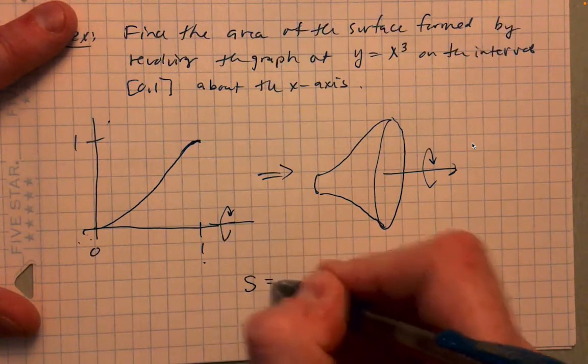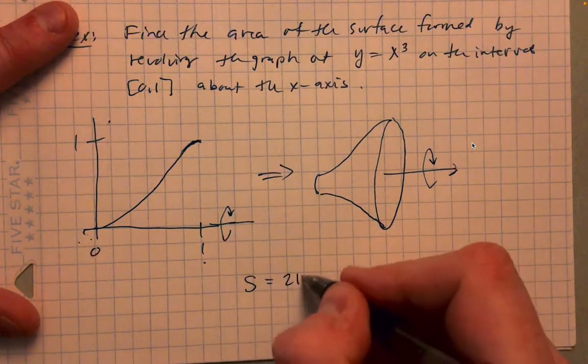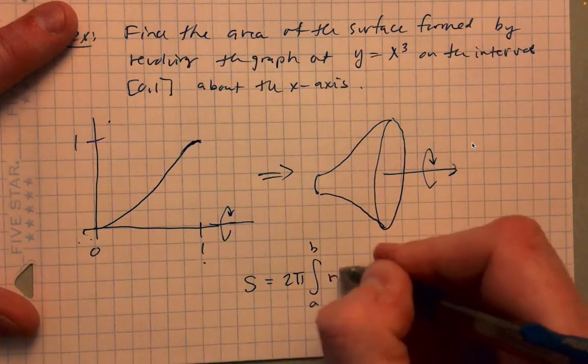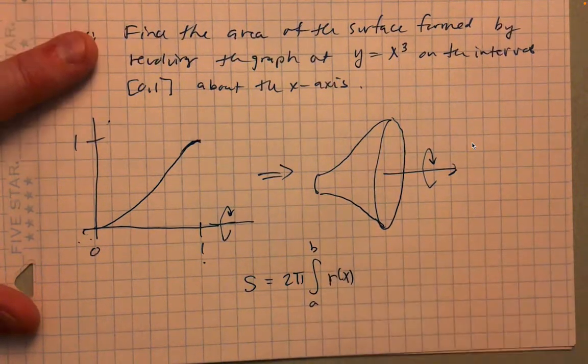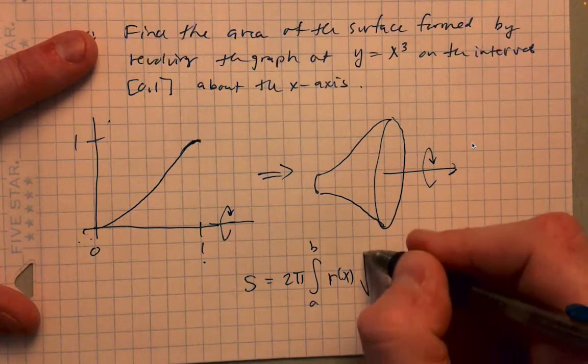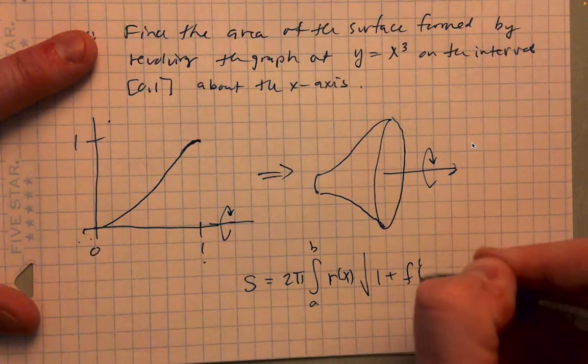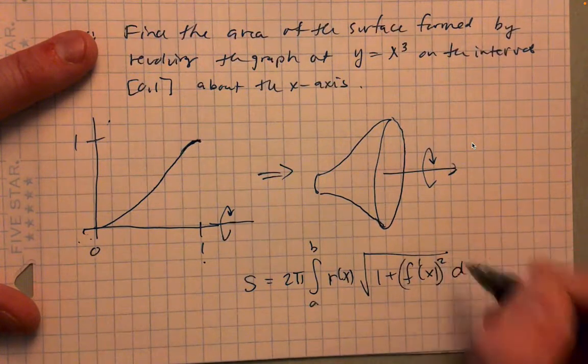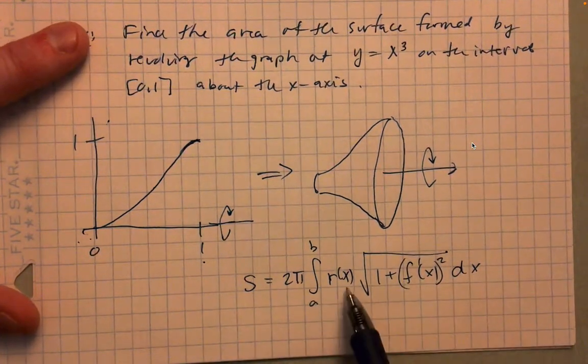So s here is equal to, what are we all looking for? The integral from a to b, and then there's this r of x out front, which is the radius function, and then there's the square root of 1 plus f prime of x, and we've got to square that. Okay, so it looks like that. So where's the r of x here?